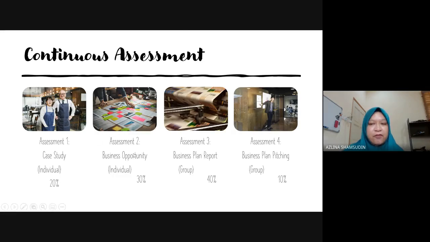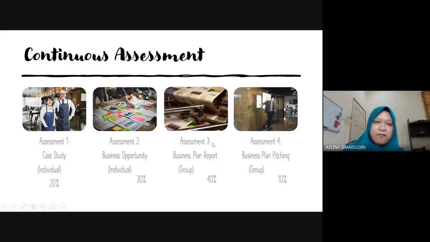So altogether we have 4 assessments. Yang ni adalah berdasarkan kepada semester lepas. Okay, untuk semester ini, dia ada perubahan sikit. However, kita tak tahu juga perubahan tu what are the things that they want to change for the assessment ni. So, we're still waiting for them to approve and inform us.